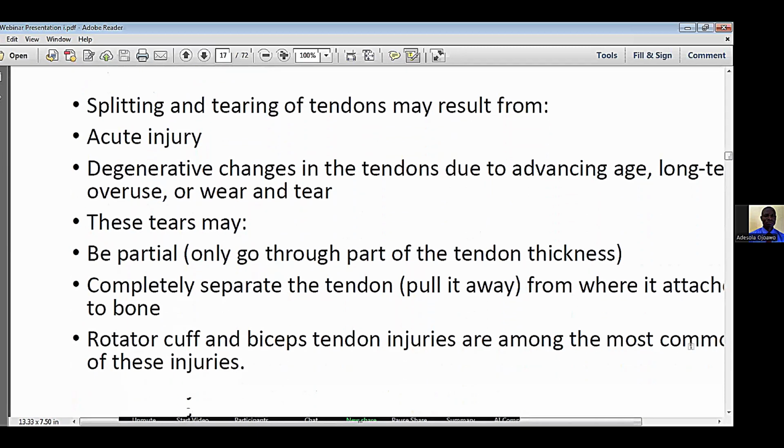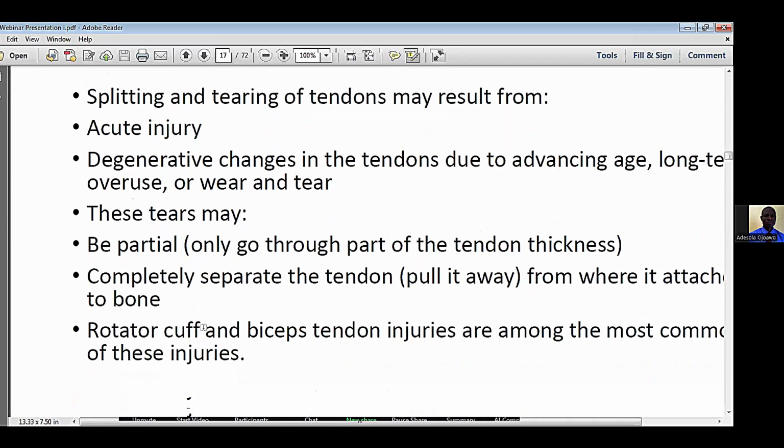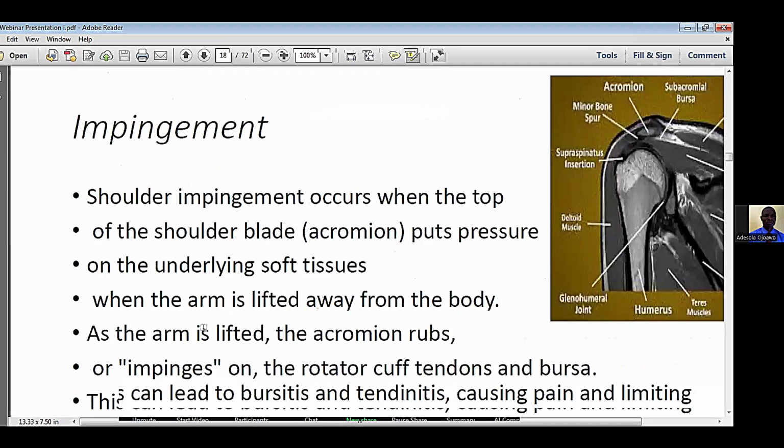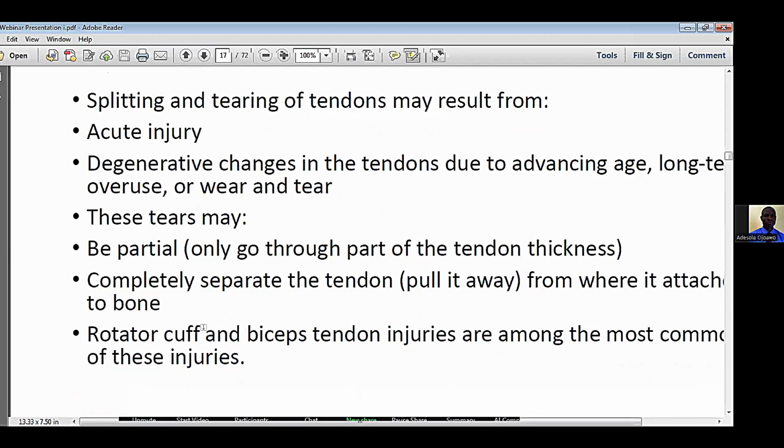Rotator cuff and bicep tendon injuries are among those most commonly affected. So that's why most of the time we talk about rotator cuff muscles, because of what they do, right, in the activities of the shoulder joint.